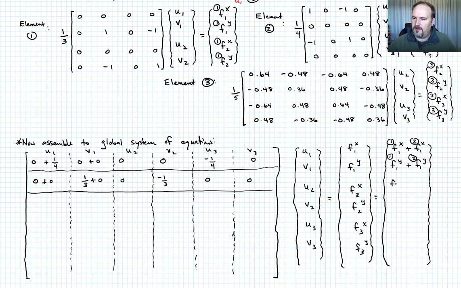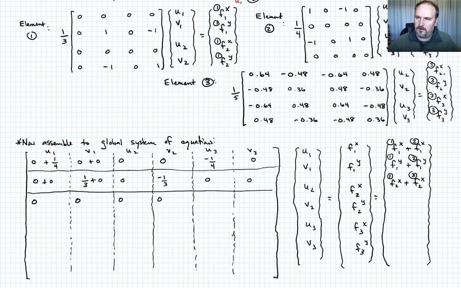Now let's do the next. How about F2x? Let's see where we have F2x. Well, we have that in element 1. We don't have it in element 2, but we do have it in element 3. So F2x from element 1 plus F2x from element 3. Okay? So let's see what that looks like. F2x is the third row in the element 1 equation, and it's all zeros in the U1, V1, U2, V2. So we're going to write that: 0, 0, 0, 0.